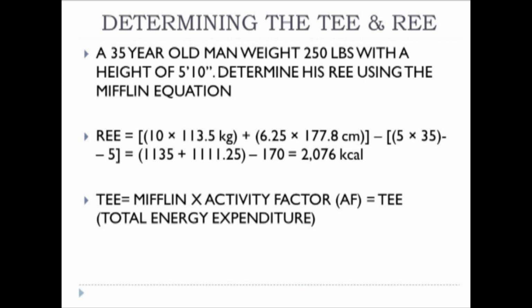The next is to do the age, and so it's 5 times his age minus 5, and so then that value is minus 170. So when we actually add the 1,135 to the 1,111.25 minus the 170, we get 2,076 calories. Now, this gives us the resting energy expenditure, but now in order to get the total energy expenditure, we need to multiply that by an activity factor.